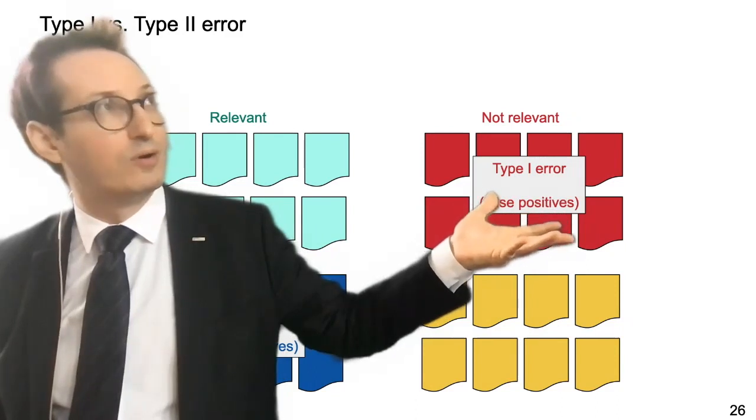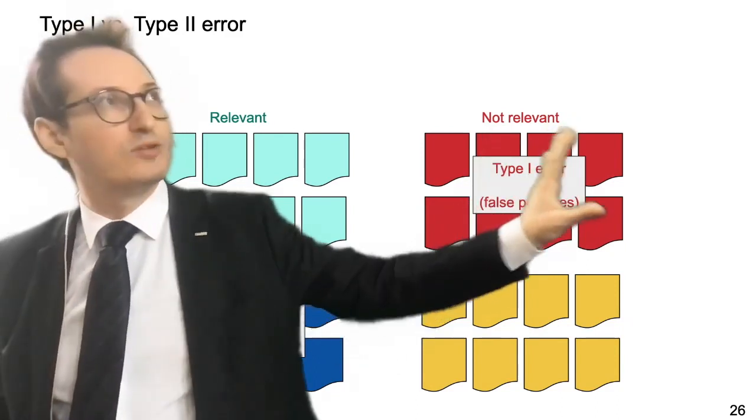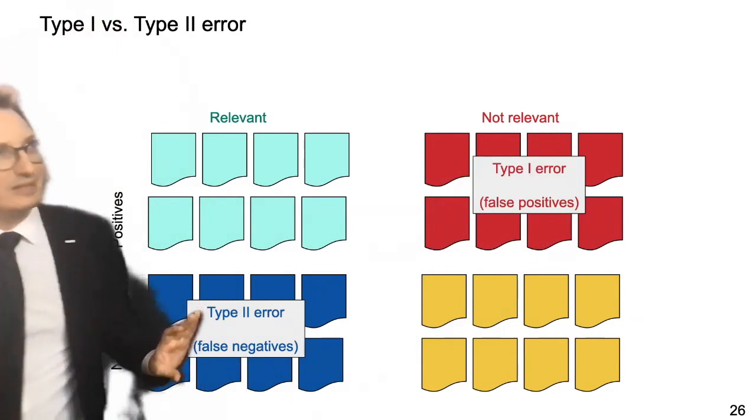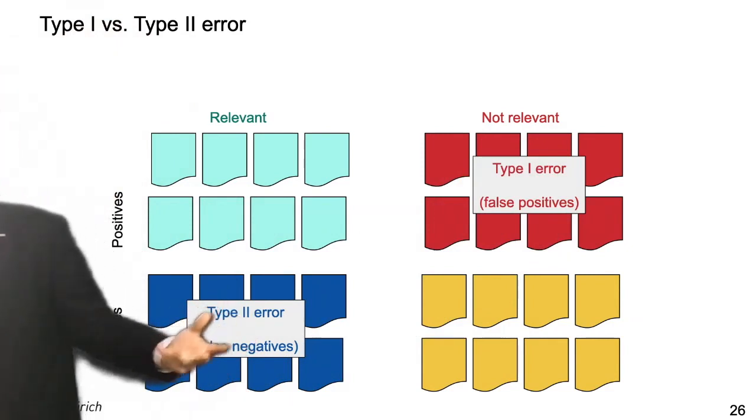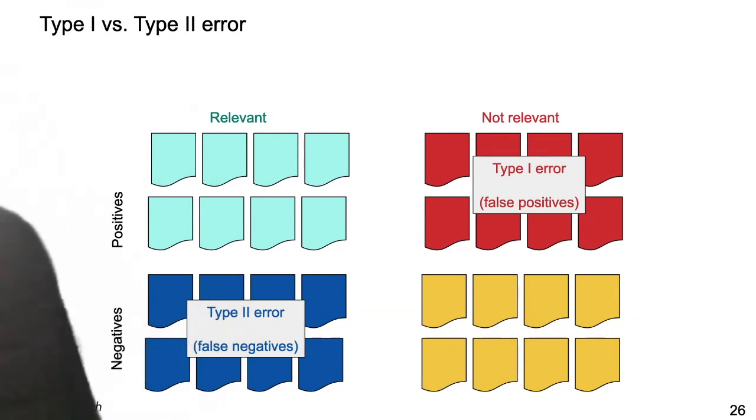It's a type 1 error with false positives. They are returned, but you don't want them. We also don't like that. This is something you care about, but the query does not give them to you. This is called a type 2 error or false negatives.